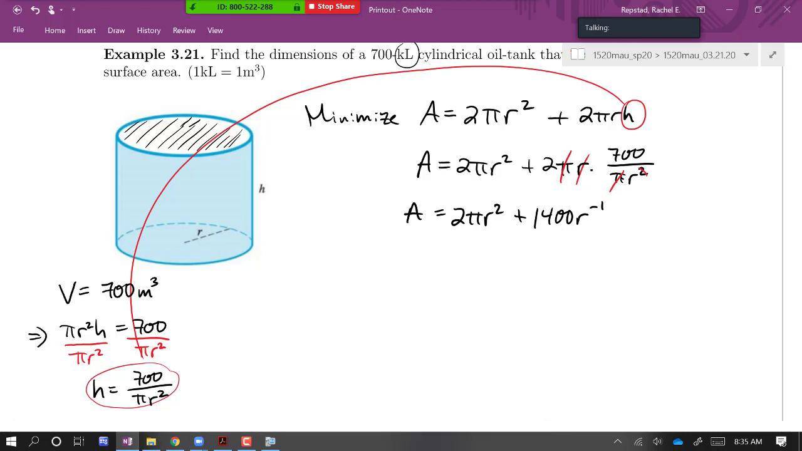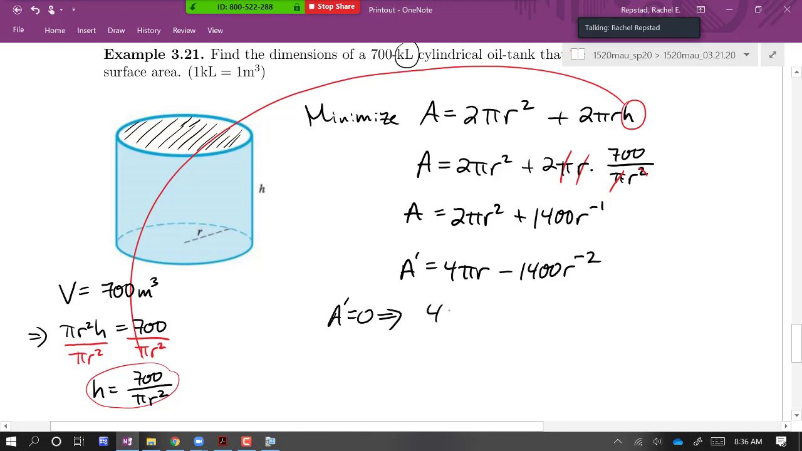Let's take the derivative. So A prime is 4 pi r minus 1400 r to the negative 2. So the negative exponents were super useful in making it easier to take the derivative. We want to find the critical values. We want to set the derivative equal to 0. So I'm going to go back to fractions. That's going to make it easier to solve. So setting A prime equal to 0 means that 4 pi r minus 1400 over r squared is equal to 0.